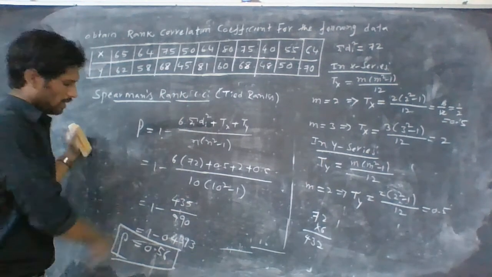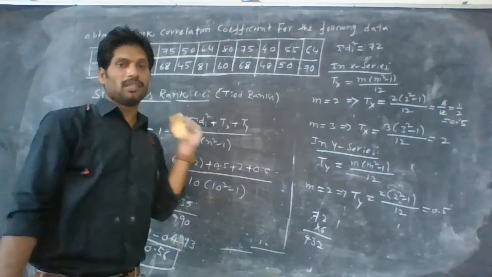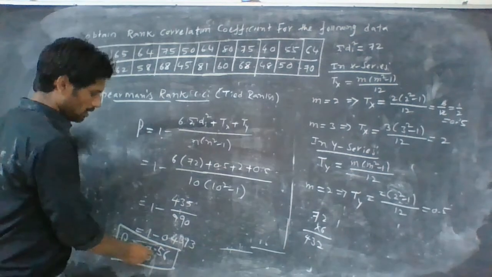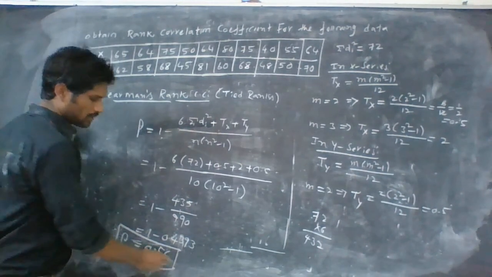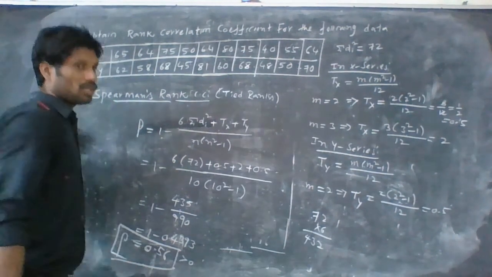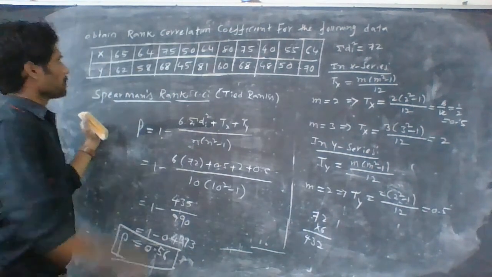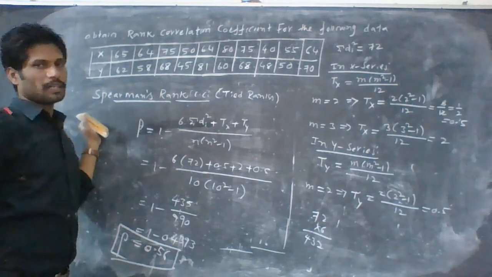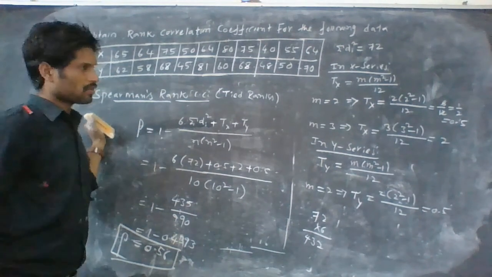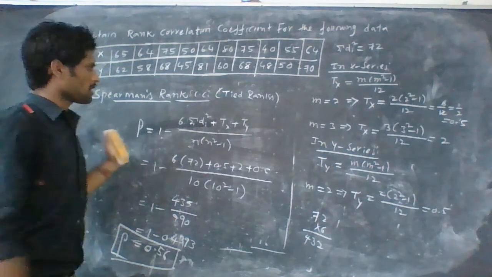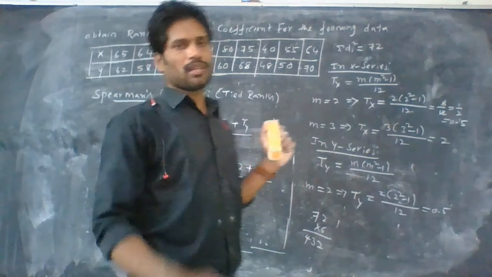So here the value is rho equal to 0.56. Is this positive or negative? This is greater than 0. So X and Y variables are positively related. That means positive correlation. So this is the process of Spearman's rank correlation coefficient.